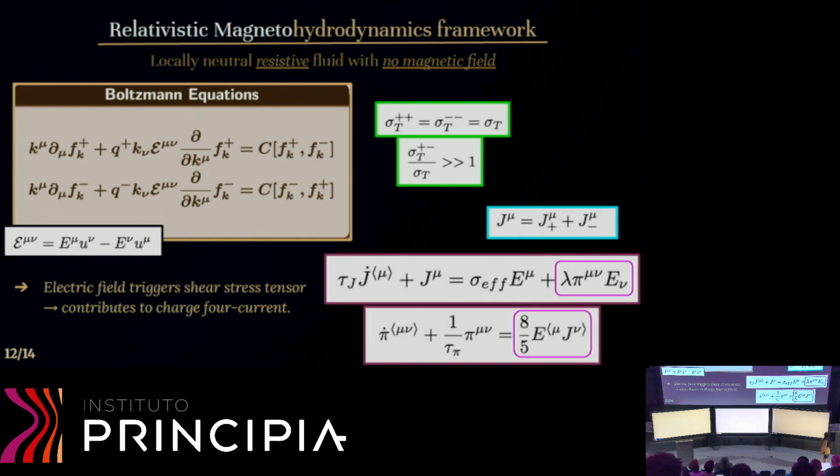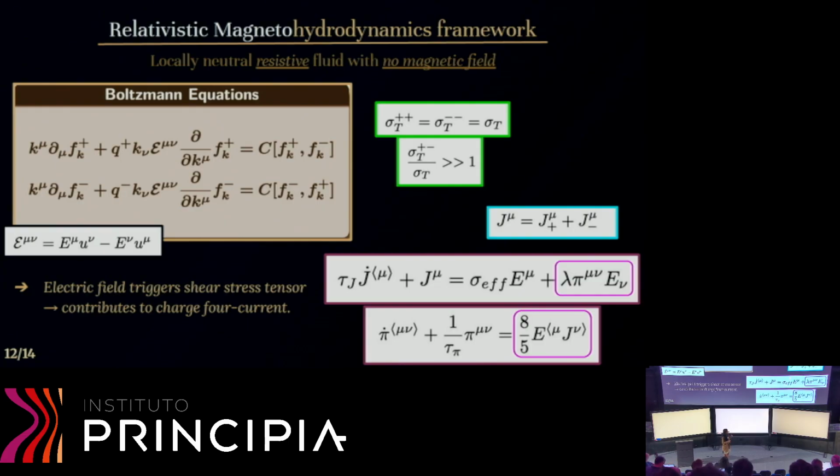And so as we defined the shear, we similarly define the total electric charge current, that is, the charge current for the plus and the charge current for the minus, and we add those two. Then we find the equation of motion for the total charge current and also for the total shear. And we see that even if we just have the electric field in the system, it will produce a shear stress tensor, and this shear stress tensor in turn will impact the evolution of this electric charge current.